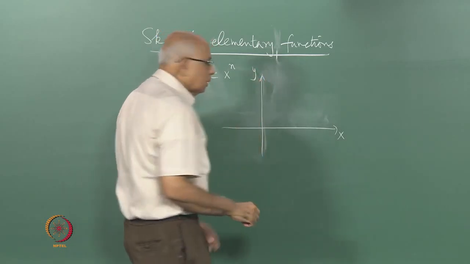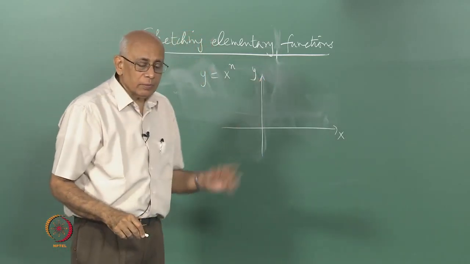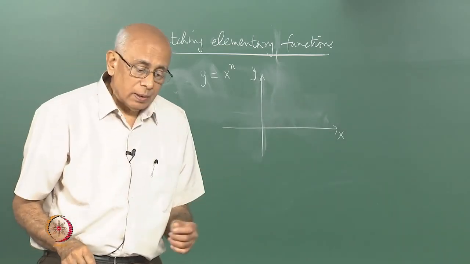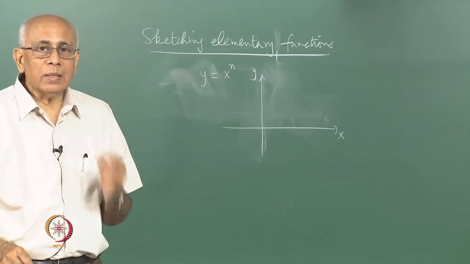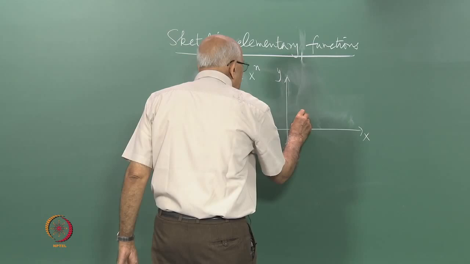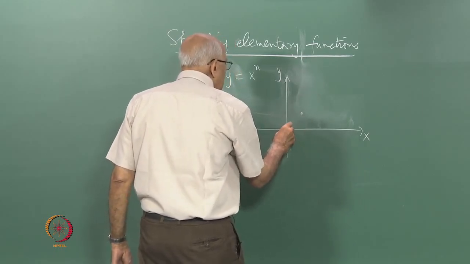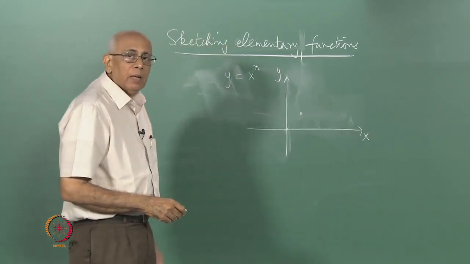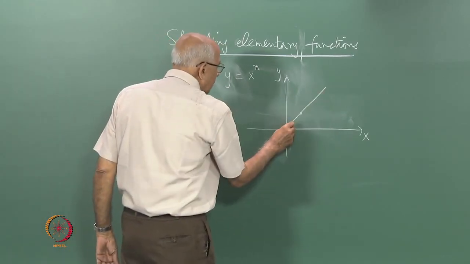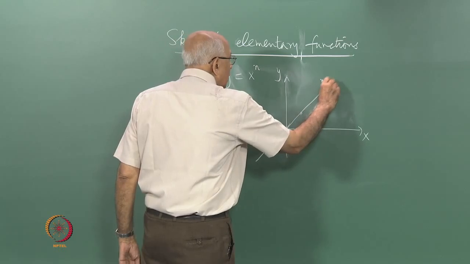With y here, it is obvious that whenever n is any positive integer, when x is 1, y is also equal to 1, whatever be the value of n. So there is a point here which remains on the graph, and there is a point here which is on the graph, but if n is equal to 1 it is just a linear curve, it is just a straight line, goes off like that. So that is n equal to 1.